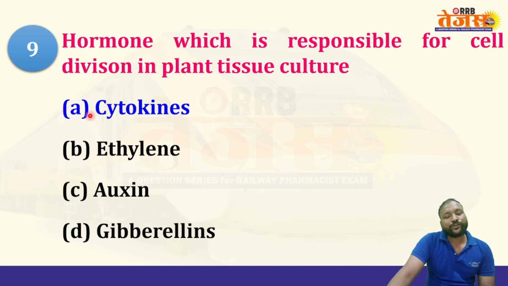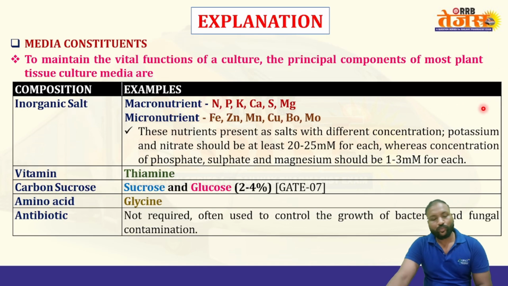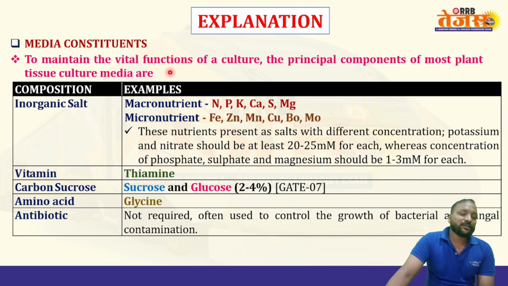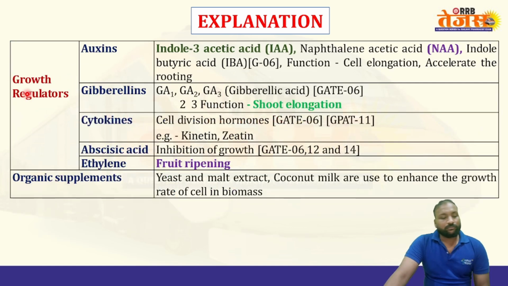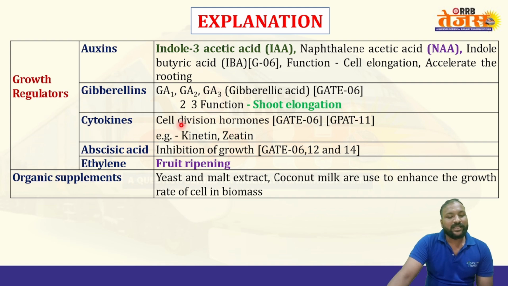Cytokinin, cell division, kinins. Okay. Yes. So these are the media compositions. We require different things that we have covered up to now: the growth regulators, cell division hormones, cytokinins.